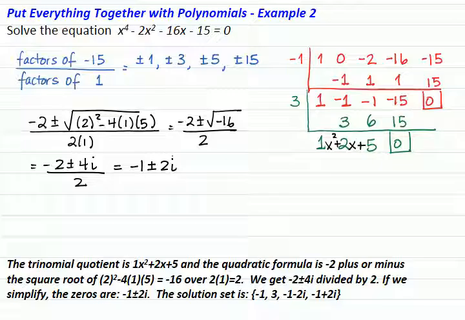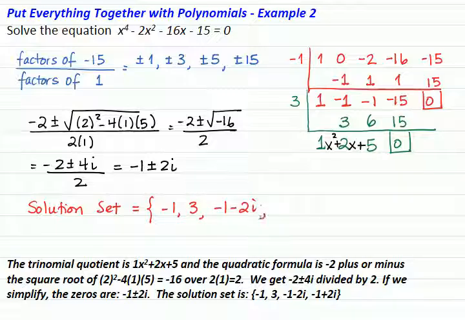Therefore, the solution set for this polynomial is negative 1, 3, negative 1 minus 2i, and negative 1 plus 2i. It was a fourth degree polynomial, and I found 4 real and complex solutions.